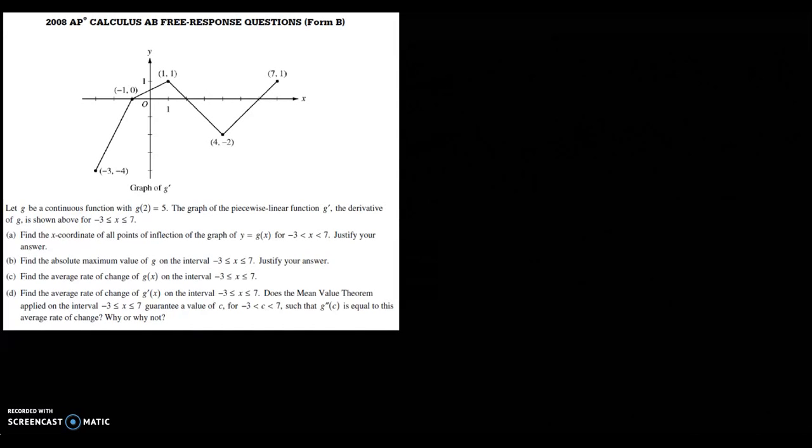In this video, we are going to solve the 2008 FRQ Form B question 5. It says, let g be a continuous function with g of 2 equals 5. The graph of a piecewise linear function g prime, the derivative of g, is shown above for -3 < x < 7. Find the x-coordinate of all points of inflection of the graph of y equals g of x for -3 < x < 7.